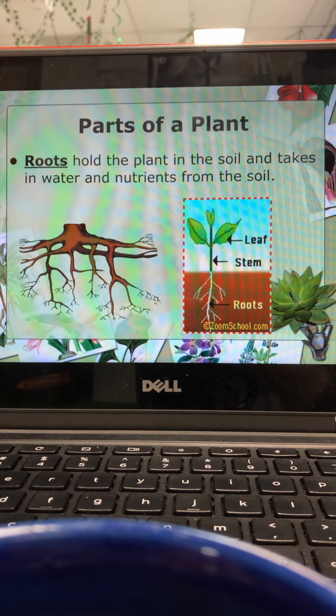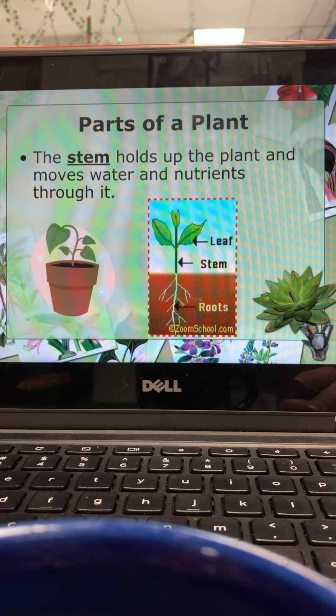If we're thinking about the human body system, let's think about the roots almost like that circulatory system or that digestive system, more so that it's taking in all those nutrients. And we know that our circulatory system is taking in the oxygen. We know that our digestive system, when we talked about the human body, took in those nutrients as well. So we talked about the roots, and then of course we talked about the stem.